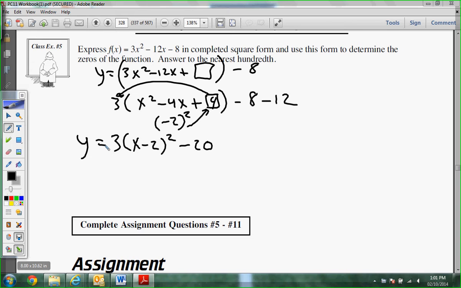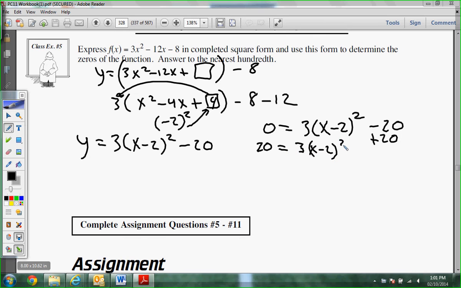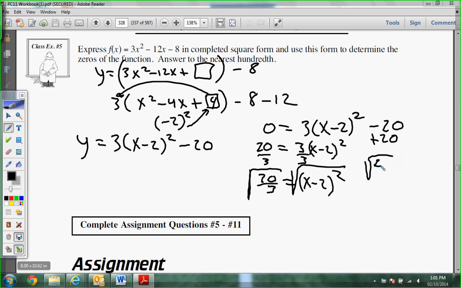Okay. Now it wants us to find the zeros of the function. That means we want to solve for x. So we want y to be 0. So we're going to go 0 equals 3 times x minus 2 squared minus 20. And we're going to solve. It's going to be ugly, but that's okay. We're going to add 20. We're going to trust our math. Divide by 3. Square root. Okay, and then we're going to add 2.